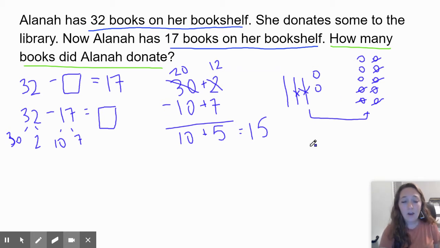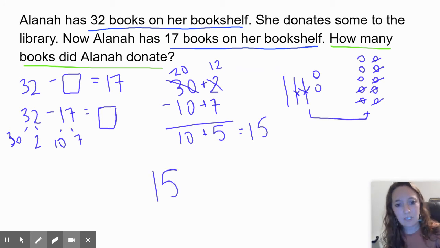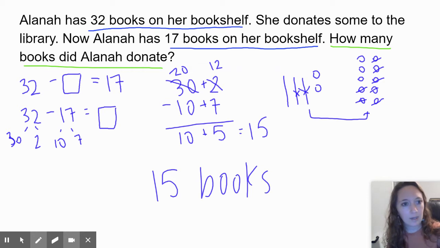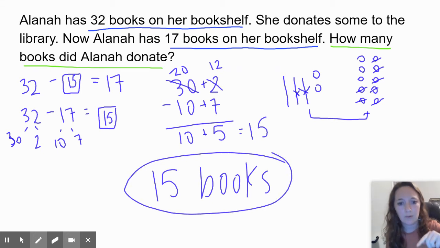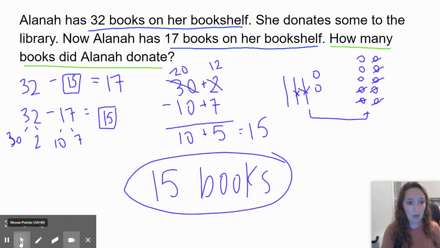Killing it. Okay, but we can't forget to label that answer. How many books did Alana donate? 15 books. And now we can fill it in here. 15 and 15. And we can circle this so we know that's our answer. Way to go, snaps. Awesome. Next problem.